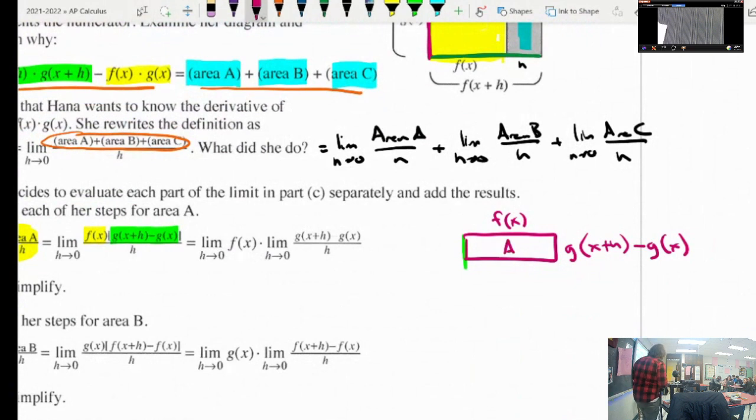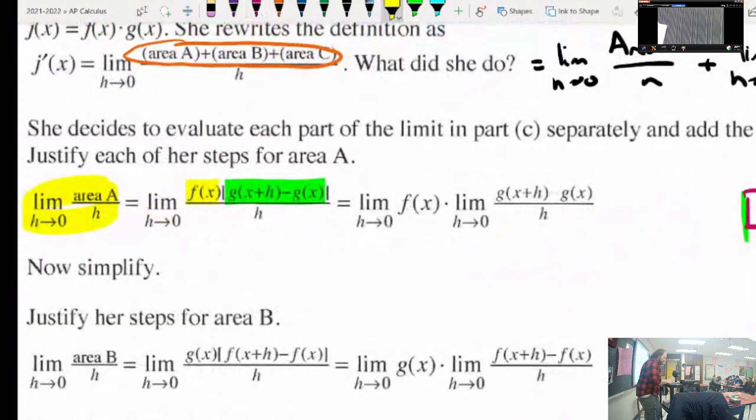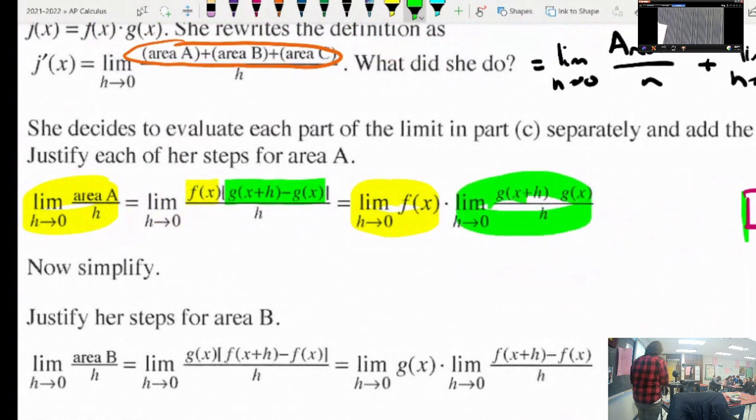Now the cool thing is that you can, again, separate this into 2 separate limits, which is exactly what she's done. You've got the limit as h approaches 0 of f of x times the limit as h approaches 0 of g of x plus h minus g of x over h. That's a lot of gobbledygook, but if you think about this, first of all, h does not affect that chunk at all. H isn't anywhere in there. So the limit as h approaches 0 of f of x is just f of x.